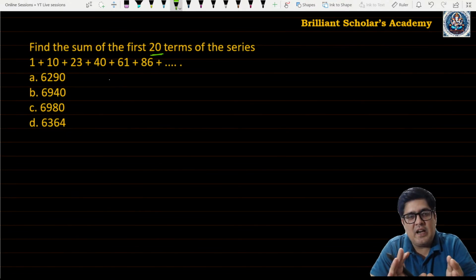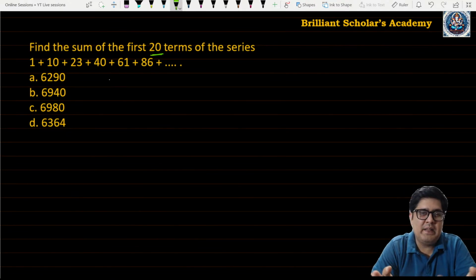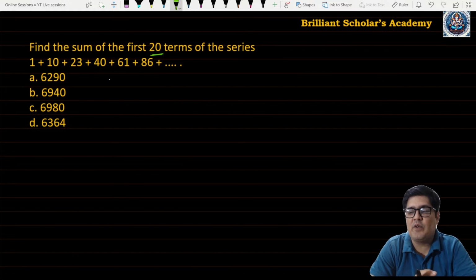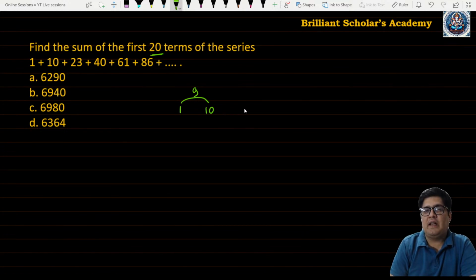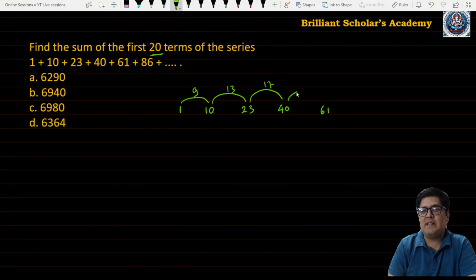Whenever you see numbers are nearby, they are increasing, but they are not increasing in multiples. They are not becoming double, triple, 10 times or random increase. Go for differences always. If the value is 1, to make it 10, I must have an increment of 9. The value is 10, to make it 23, I must have an increment of 13. To achieve a value of 40, I must have an increment of 17. To achieve 61, I must have an increment of 21.